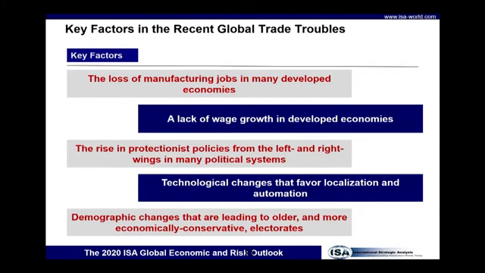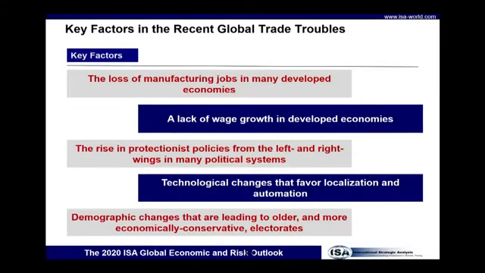Another factor is localization. This is a big issue right now around the world. We are seeing a definite trend towards building your products or supplying your services right where your consumers are. This is a trend we've seen growing over the last few years. It's something that is playing a key role in the reduction in trade, the reduction in investment growth, and something we need to watch going forward.